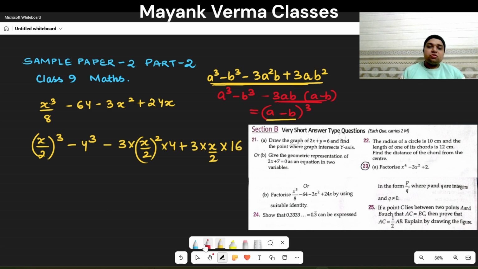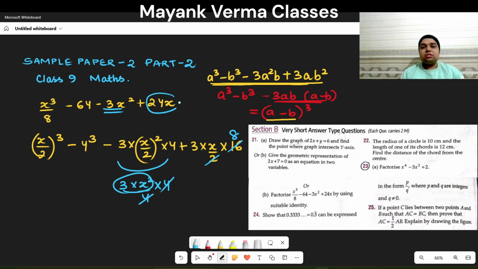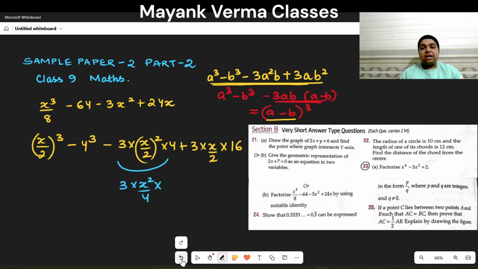So if you solve this in your mind, we see carefully that 3 times it will become x square by 4 times 4. So this 4 gets cancelled out, I will get 3x square, which is this term. And if I solve this, this is 8, 8 times 3 is 24. So this is again the term we have. So we are able to write it in the general form of an identity. Okay, so we are able to write it down in that way.